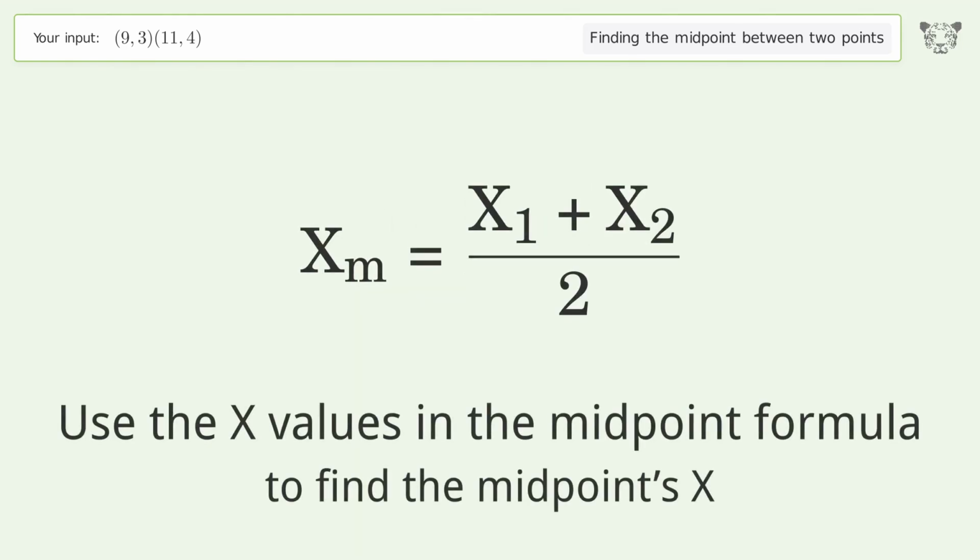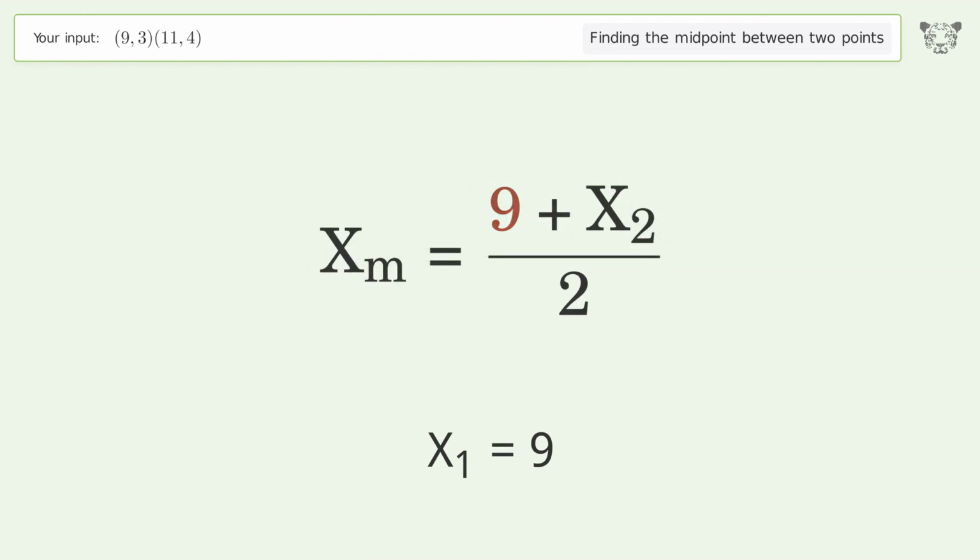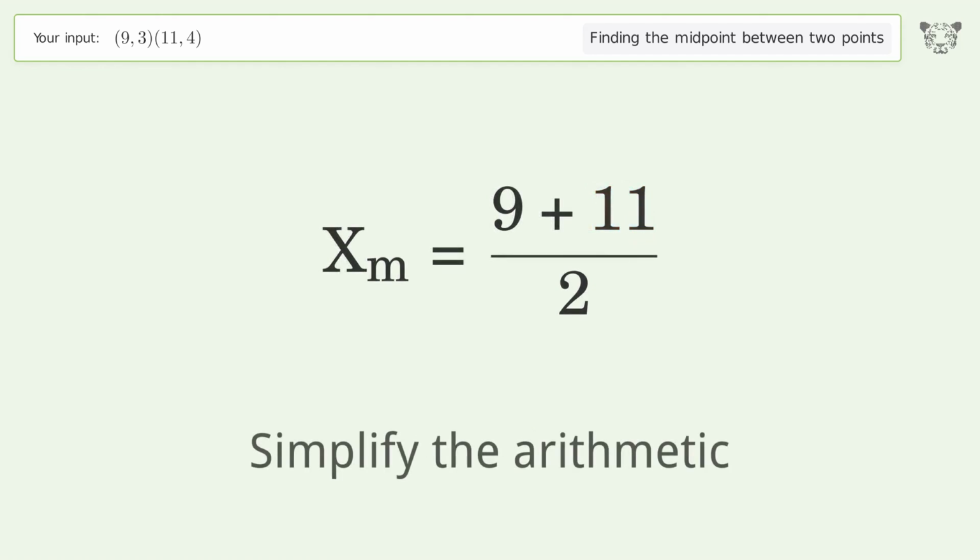Use the x values in the midpoint formula to find the midpoint's x. x1 equals 9. x2 equals 11. Simplify the arithmetic.